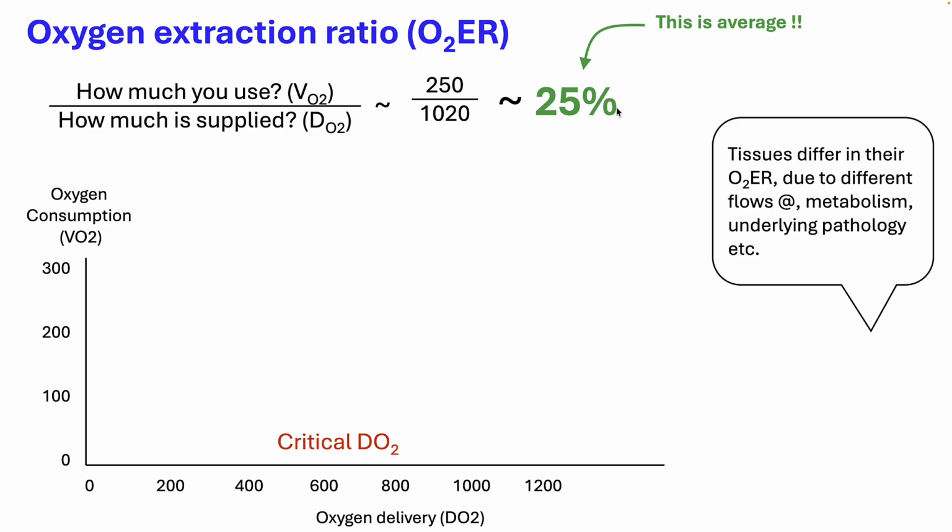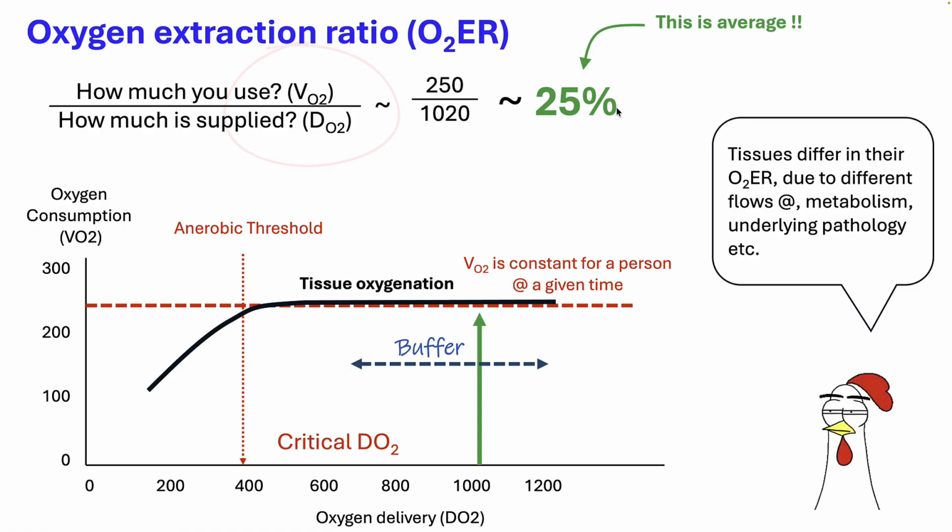And we calculated oxygen extraction ratio, which was around 25%. That is the ratio of VO₂ by DO₂. We also discussed VO₂-DO₂ relationship in this curve. As the oxygen delivery decreases beyond a certain threshold called anaerobic threshold, you start using anaerobic glycolysis and your lactate production rises. Please review the previous lecture. The links are in the description below.